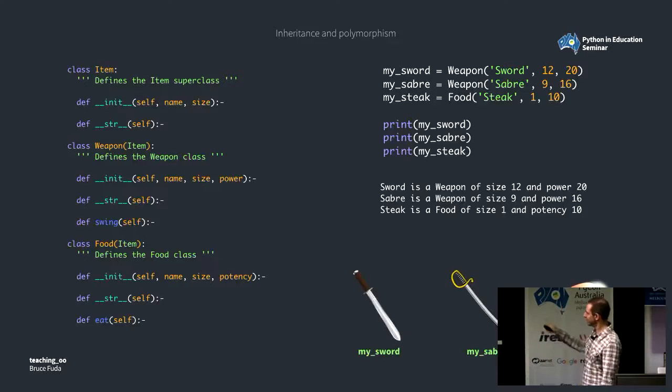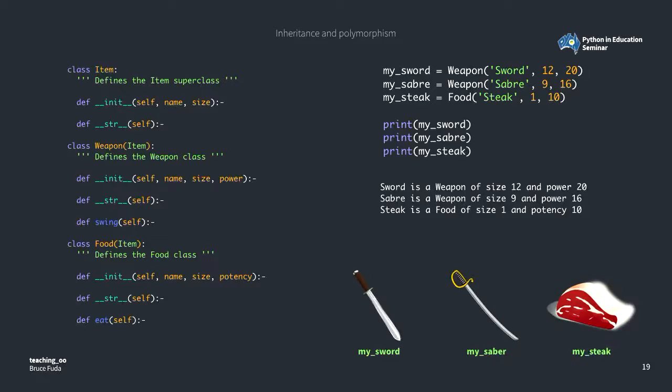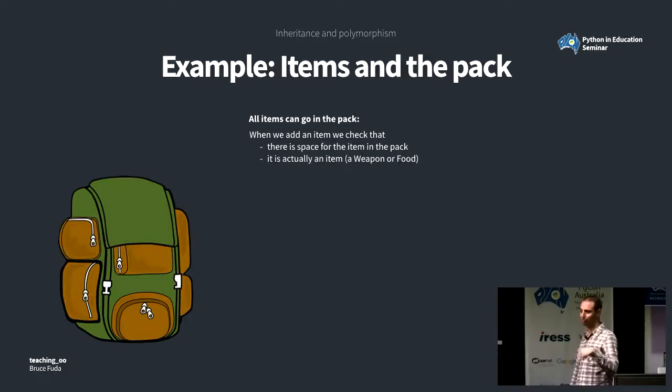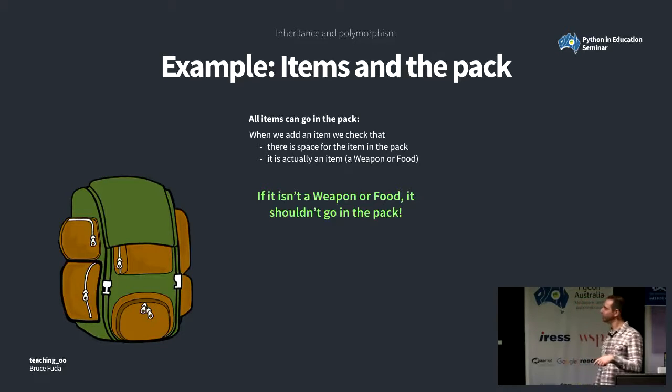So we now have three things. Two of them have elements in common, but all three are items. And we see that all three are items through our exploration of polymorphism. So here's our pack. And what we've decided is that all items can go in the pack, regardless of their type. Right? You can pick up swords and you can put them in your pack. You can pick up steak and you can put it in your pack. So if it's not a weapon or food, it shouldn't go in the pack.